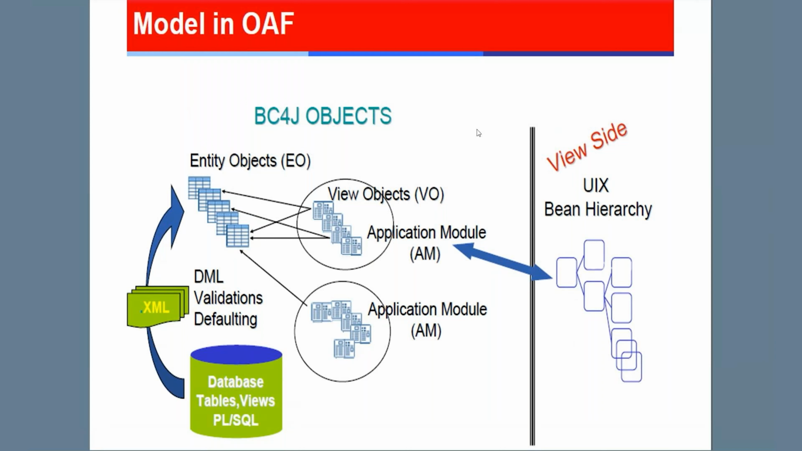To beans, we can associate the model related objects also. Mainly, entity object we cannot directly use. Only view object and application module we can associate. Why and all, we will see later. For now it will be heavy. Just remember, these BC4J objects can be utilized by the bean objects.